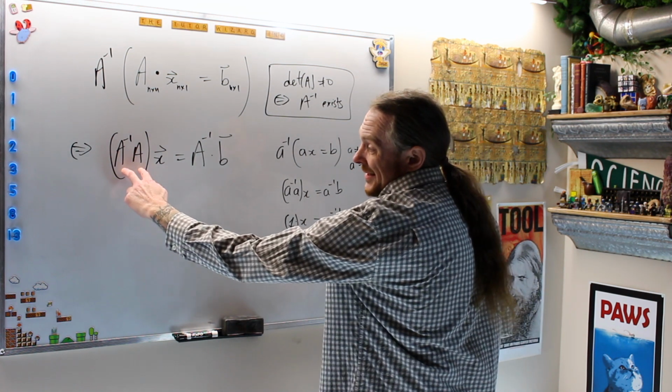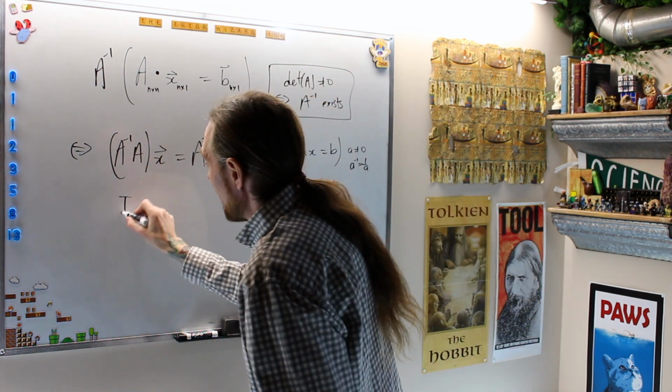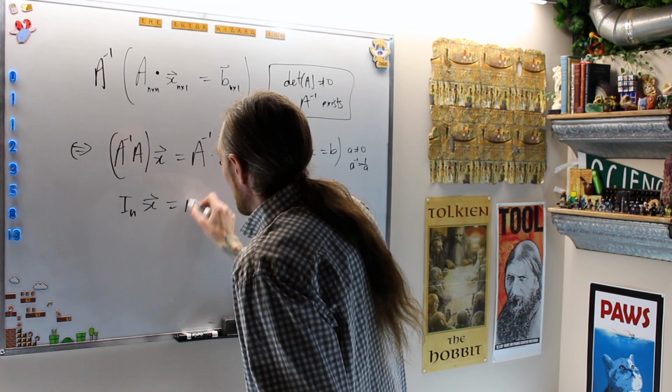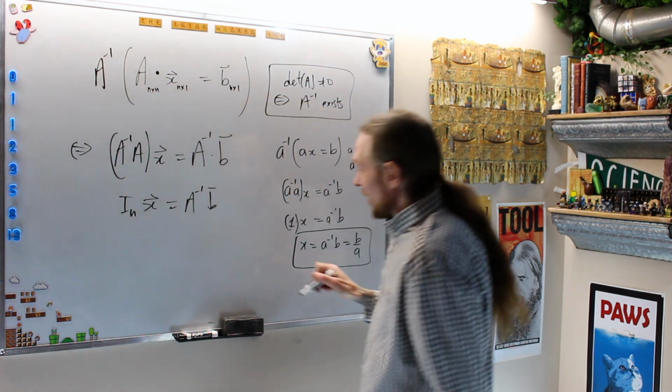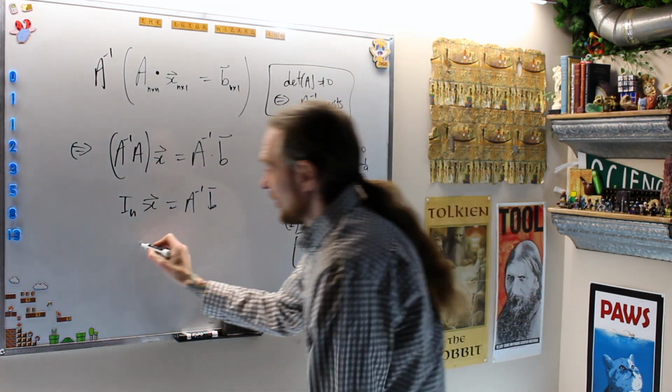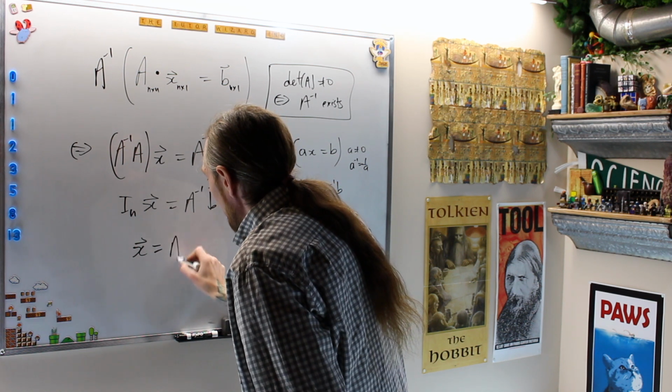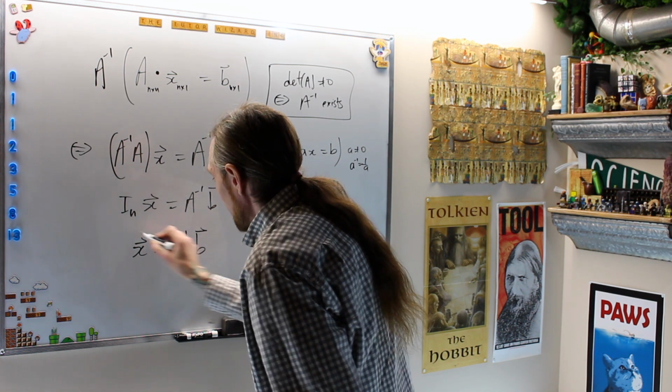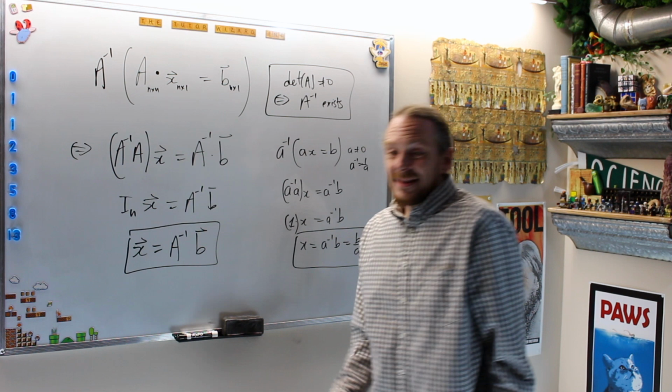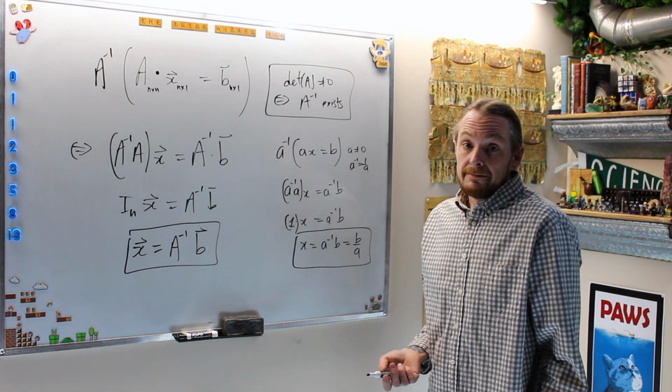What does that do? These guys give me the identity matrix. I_n times X equals A inverse B. What does that do? Nothing. So I get X is A inverse B. This is what we want to do with this machinery.